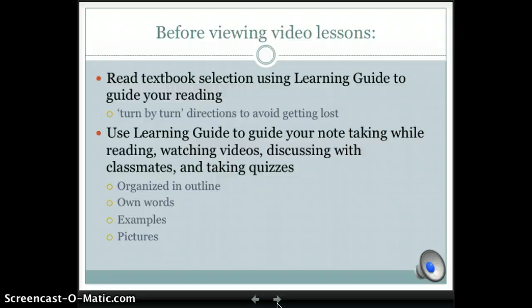Before viewing video lessons, it is important to read the textbook using the learning guide as your turn-by-turn directions. Then, use the learning guide to take organized notes in your own words with examples and pictures.